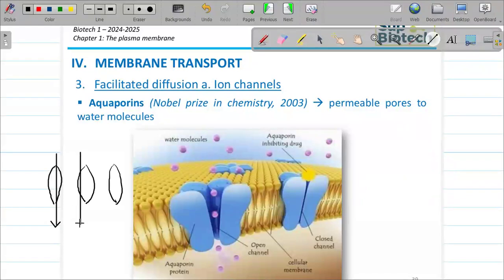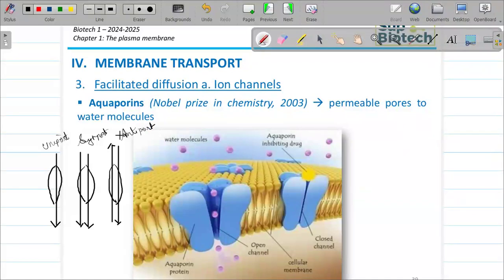If two molecules can go simultaneously, it is called symport. Already I've discussed that. But when two molecules can go in opposite directions through these porins, this is called antiport. So we have three: uniport, symport, and this one is called antiport.